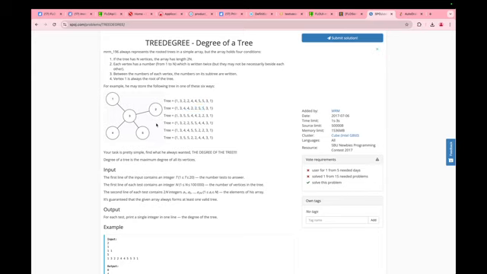Okay. So this is how a tree is represented. So we will take one more example to understand this better.